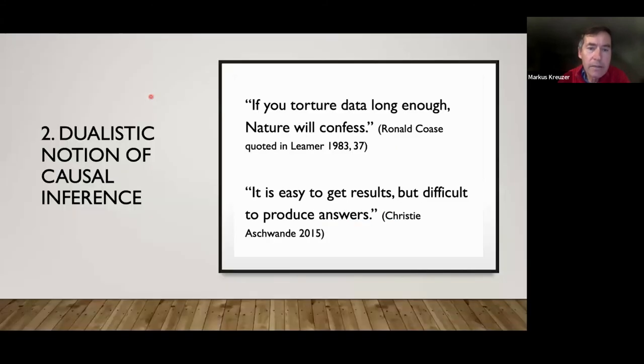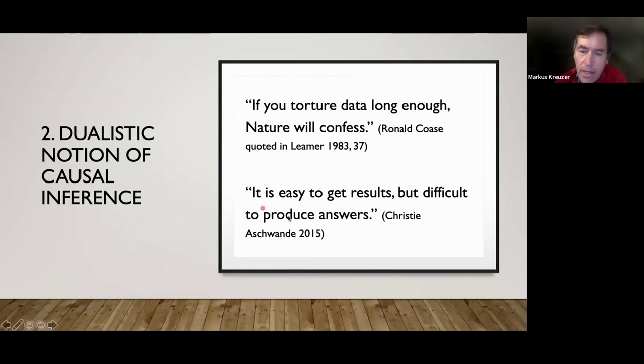The second characteristic is that it employs a more dualistic notion of causal inference. You see this dualistic notion come up in some of these quotes. So the first one here is by Ronald Coase. He's a famous economist who quipped that if you torture data long enough, nature will confess. So this is basically making a little bit of fun of data mining, of p-hacking, of the improper use of statistical techniques.